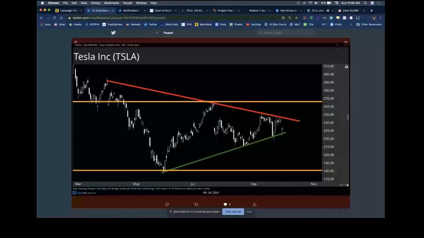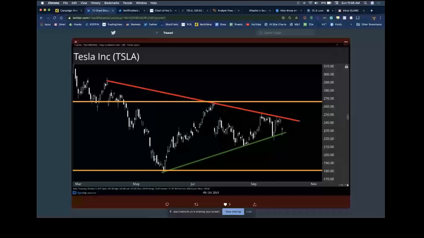So Chad Shoup here, I thought this was an interesting chart. This is a daily candlestick chart of Tesla. Chad pointed out that price has been working its way into this wedge. He calls it a wedge. I would more call it a symmetrical triangle.